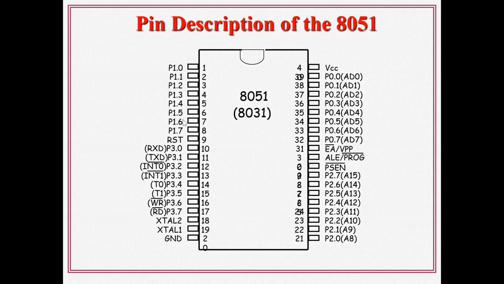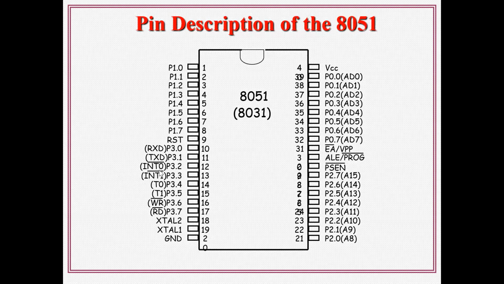port 1.0 to 1.7. That indicates a total of 8 IO lines called port 1. The next pin is the RST reset pin, and next is port 3.0 to port 3.7. If you observe here, port 3 is associated with some other functionalities. The first functionality is RXD, receiving data, and TXD, transmit data. These two are the pins used in serial communication for transmitting and receiving data.